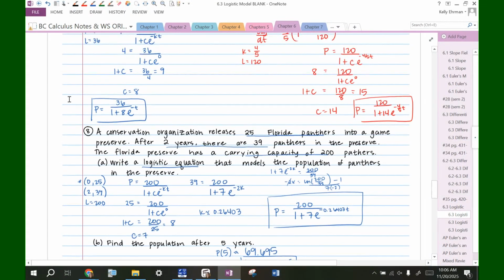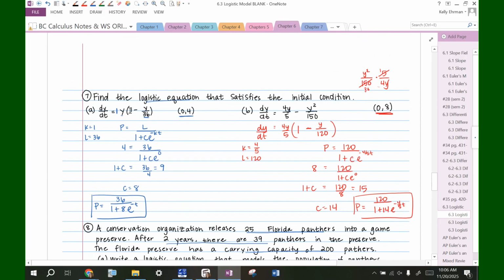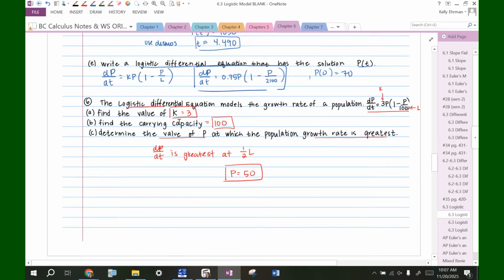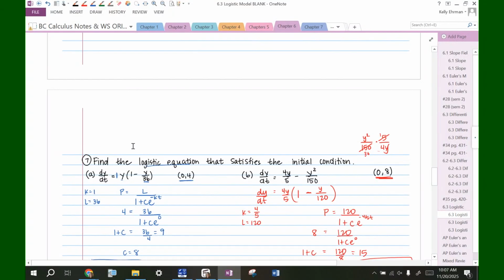Definitely memorize the setup for logistic growth and the setup for the logistic differential equation, and how the two are related. It makes these problems a lot easier.